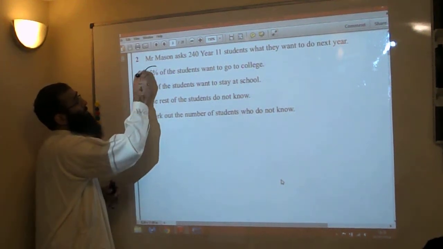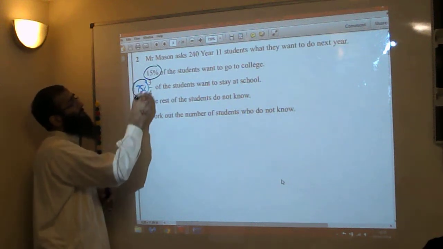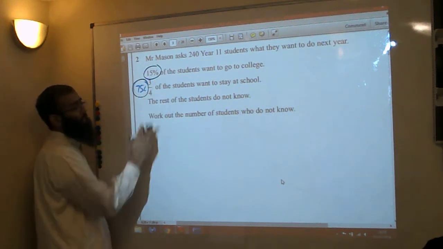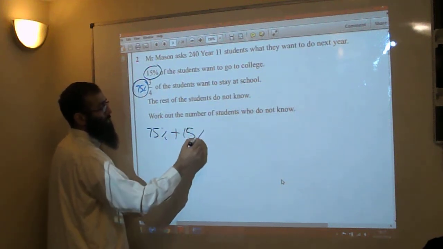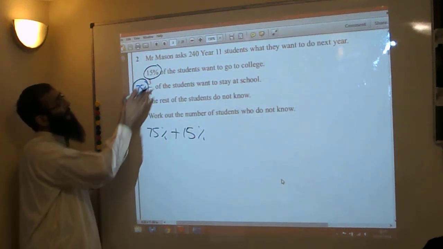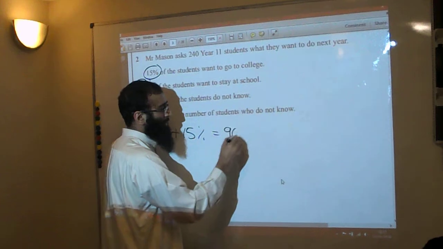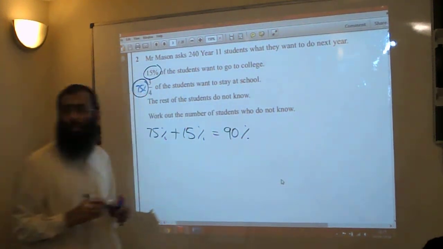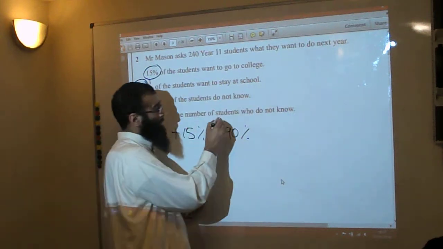Right, let's have Afira. We have here 15%, and we know that 3/4 is worth 75%. So what we need to do with these two first is add them to work out how much we've got so far. So 75% add 15% will give us a total of 90%.